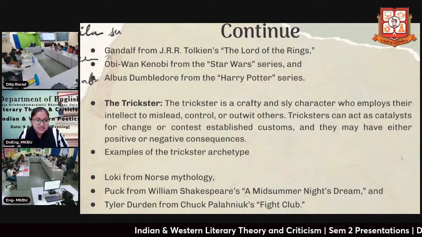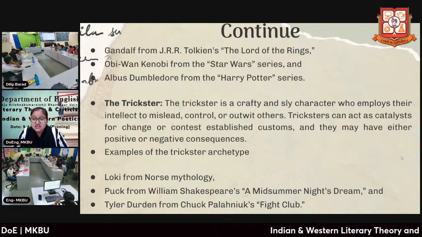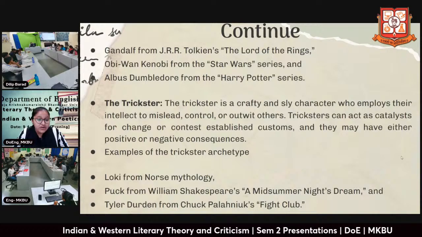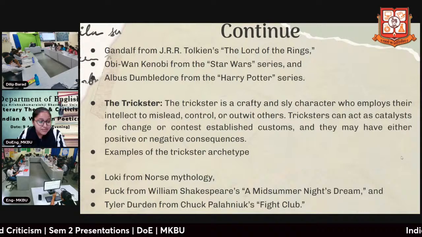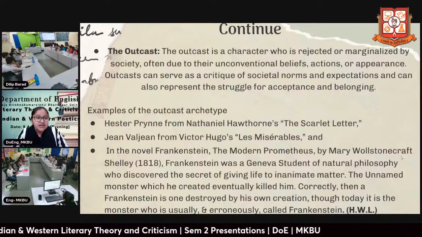Next, the trickster. The trickster is a crafty and sly character who employs their intellect to mislead, control, or outwit others. Tricksters can act as a catalyst for change or contest established customs. They may have either positive or negative consequences. Examples of the trickster archetype: Loki from Norse mythology, Puck from William Shakespeare's A Midsummer Night's Dream, and Tyler Durden from Chuck Palahniuk's Fight Club.